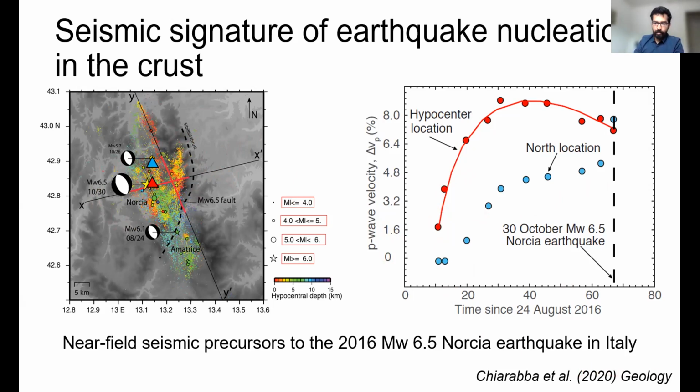So what this group, Claudio Chiarabba and others, saw is that at the red seismometer, which is close to the North Shear earthquake hypocenter, there was a P-wave velocity reduction for about 20 or so days leading up to the event, which they interpret as the nucleation process. However, the really interesting thing is that they don't see this precursory signature on the seismometer just to the north, right? This is just increasing consistently.